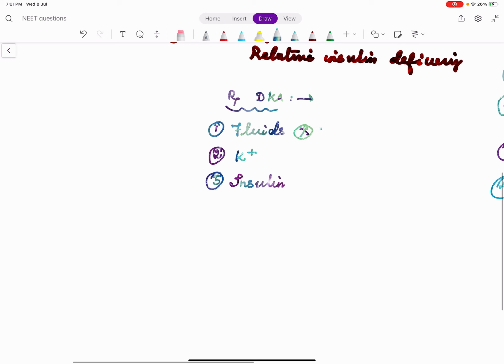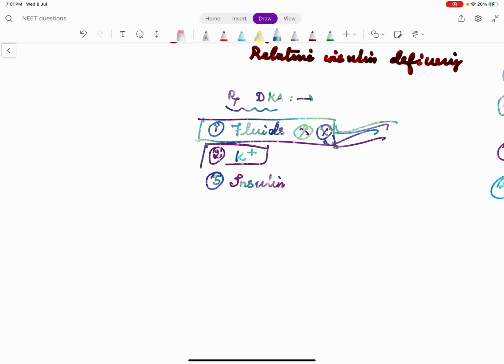So fluids have to be rushed in DKA. We are not discussing the actual fluid management, the dose and all, but remember, if one question comes, what is the important treatment in DKA? It is fluids and fluids. It is not insulin, it is fluids. The second step is potassium.